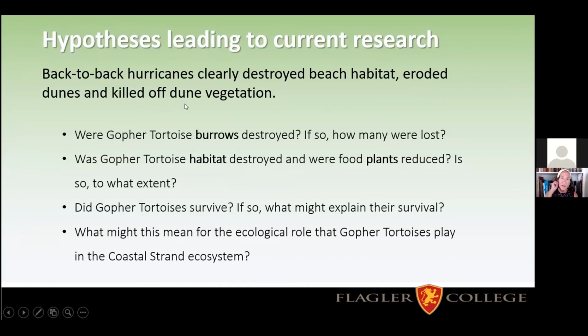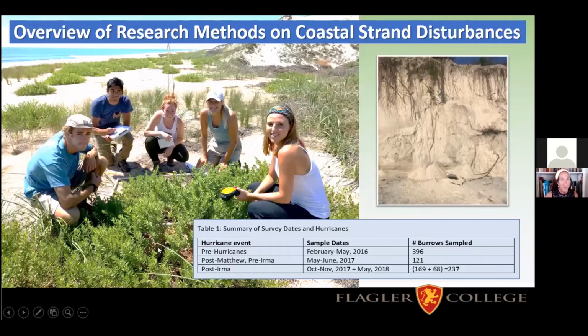So what we wanted to find out, what we wanted to test, these are our multiple hypotheses, were: gopher tortoise burrows destroyed? If so, how many? Was their habitat and their food source reduced? If so, by how much? Did the gopher tortoises survive? And if they did, how did that happen in the face of such intense storms back to back, 11 months between the 2 storms? And what might this mean for the ecological role that gopher tortoises play in the coastal strand ecosystem? So those were our working hypotheses.